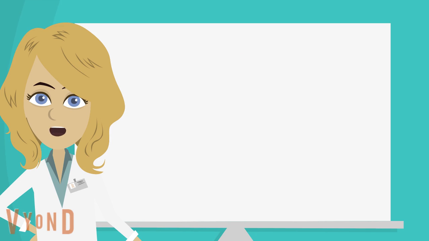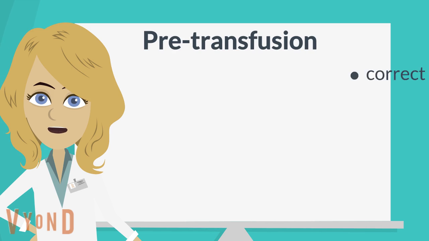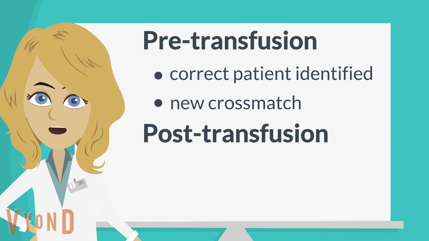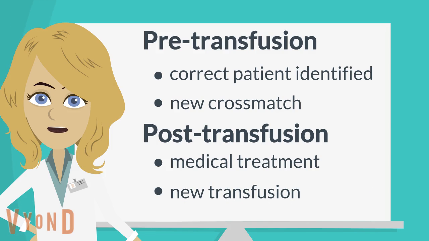Remedial action will vary depending on when the mistake is identified. If this pre-analytical variation is detected prior to the transfusion, then the correct patient needs to be identified and a new cross-match performed with the correct bloods. If the error is discovered after the transfusion has taken place, then the proper medical treatment will need to be administered depending upon the patient's reaction to the donor's blood. Also, a new accurate transfusion will most likely need to occur.